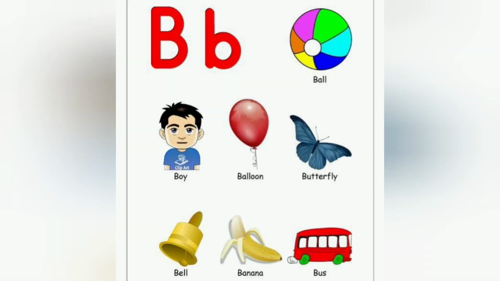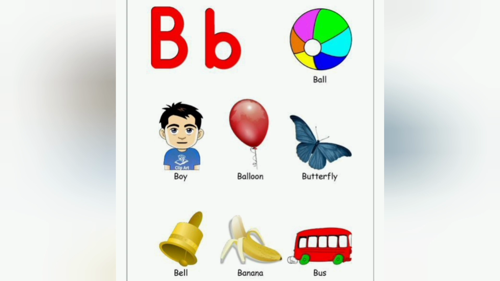This is letter B. B sound B. B for ball. B for boy. B for balloon. B for butterfly. B for bell. B for banana. B for bus.